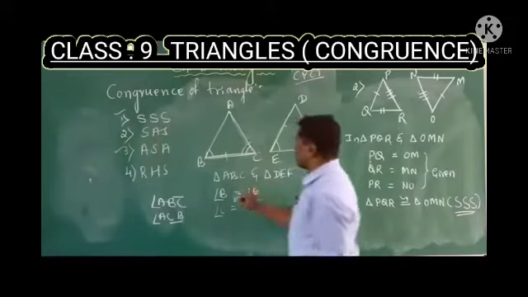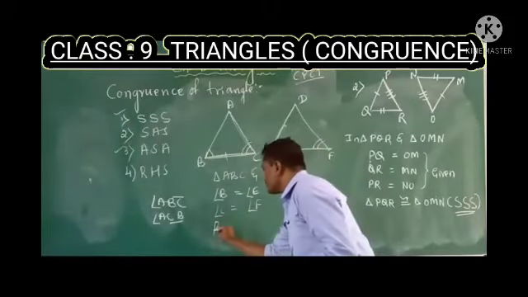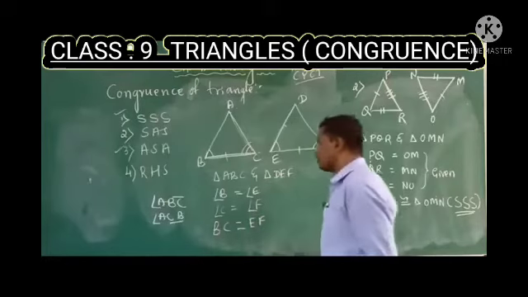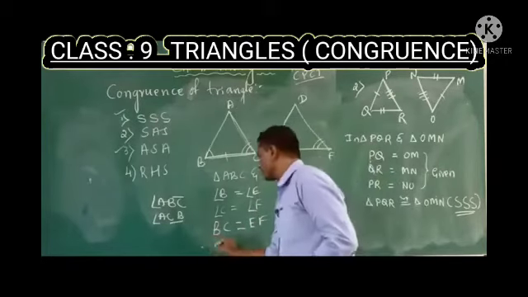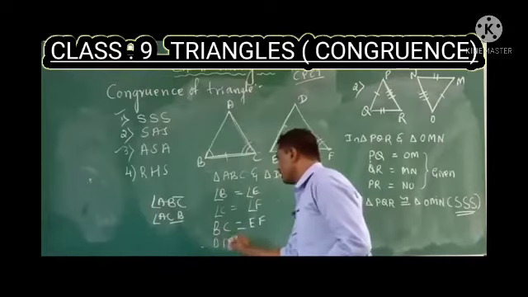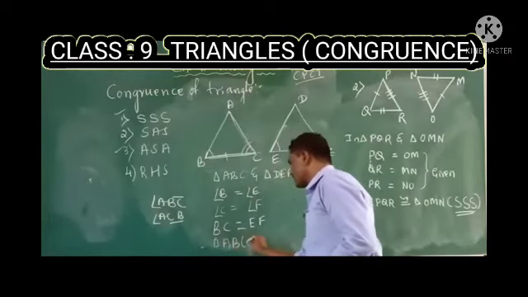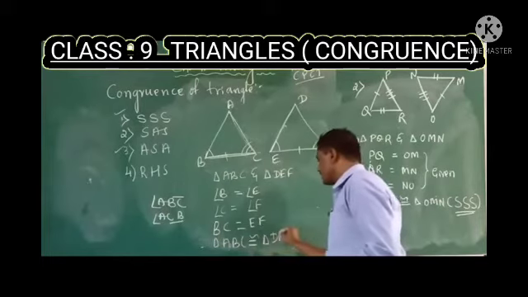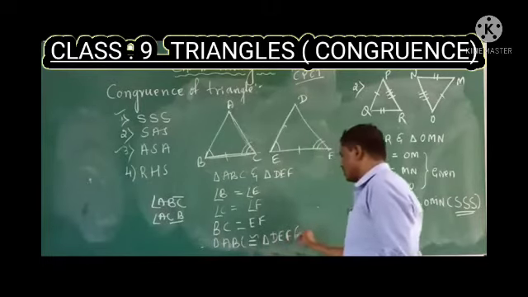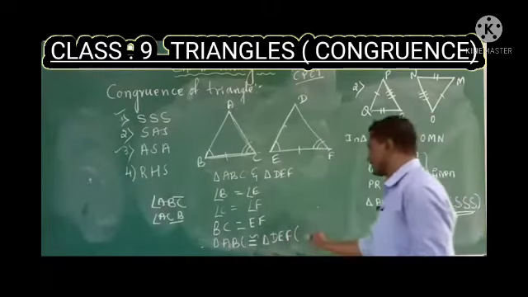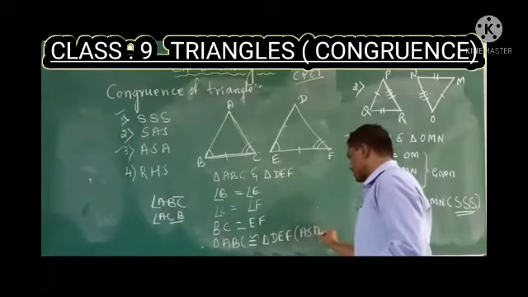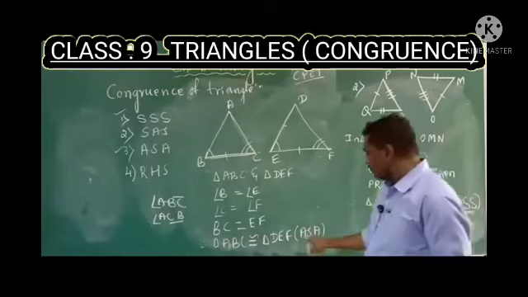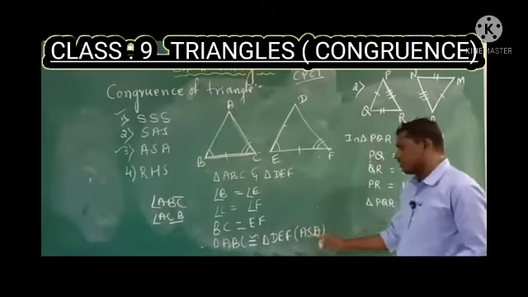So BC is equal to EF. Therefore, triangle ABC is congruent to the triangle DEF by using the congruence criteria ASA. So how can you define the congruence criteria of ASA?